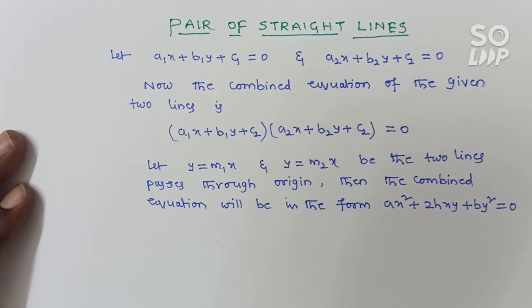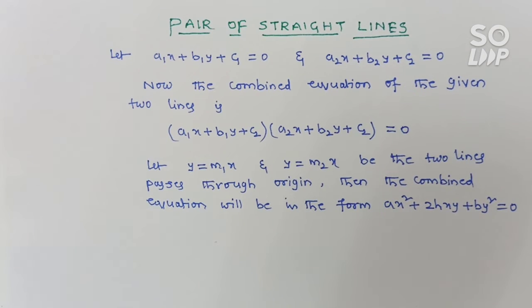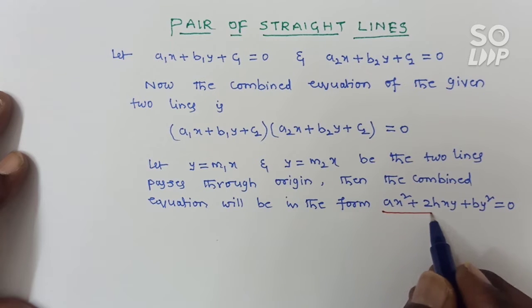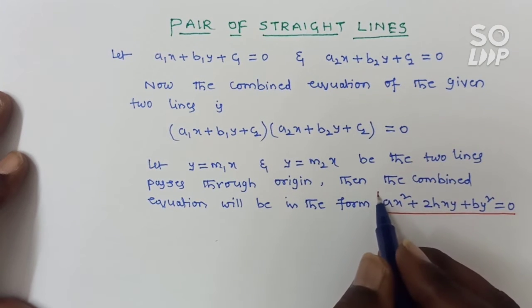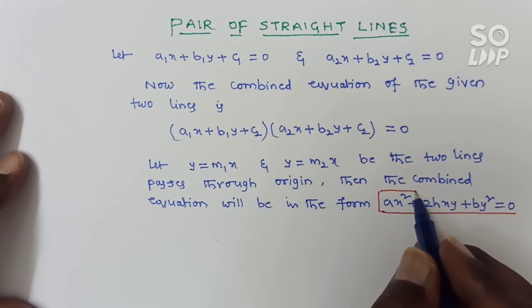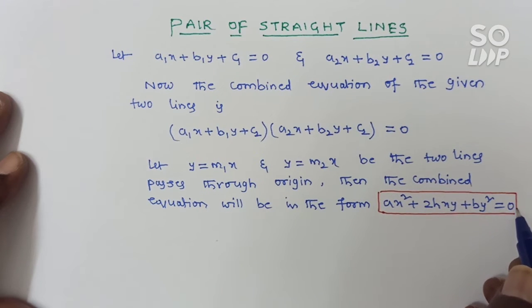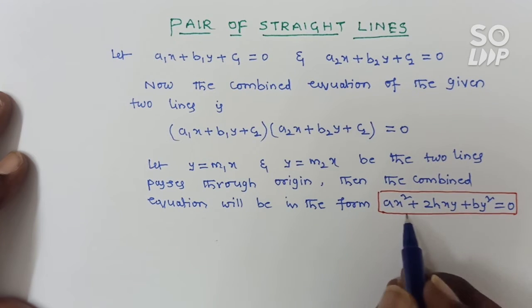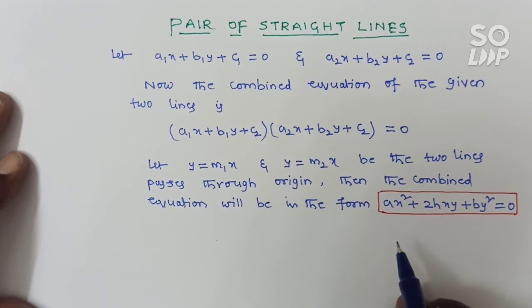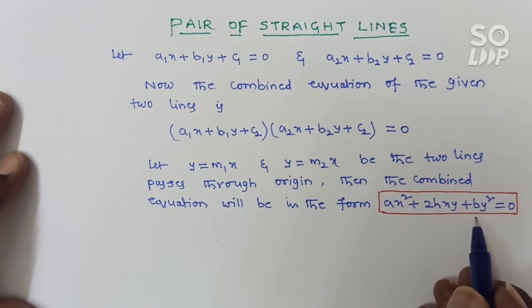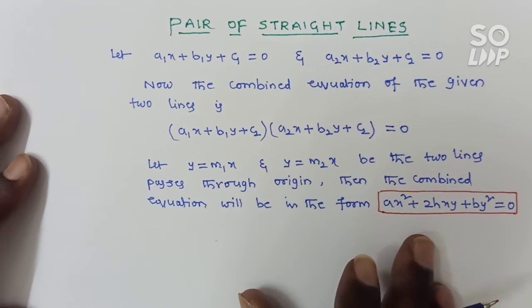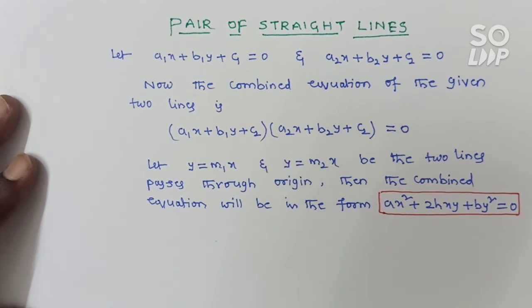The combined equation will be in the form a x square plus 2h xy plus b y square is equal to 0. Now all of you observe this equation. The degree of each term in the equation is the same. So this equation is called a homogeneous equation. What is that equation? Homogeneous equation.